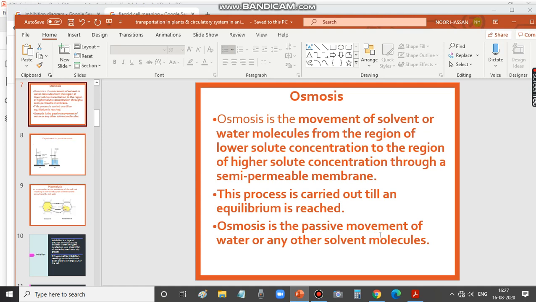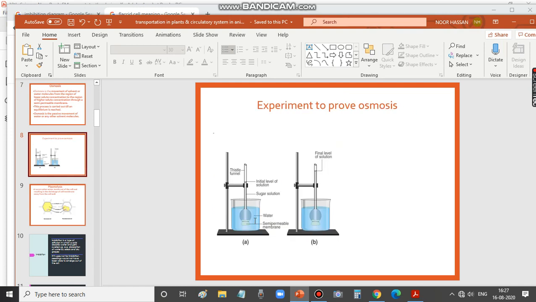Osmosis is the passive movement of water or any other solvent molecule. Osmosis does not involve energy, so it is also called a passive movement. It's a very simple experiment to prove osmosis.